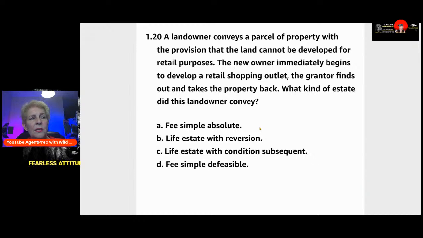Fee simple absolute is for the owner who actually owns it and has the whole bundle of rights. A life estate is not that, because they're like tenants, for the rest of their life. When you use the word conveys, that is the key word, then it is a fee simple. They have almost everything that fee simple absolute has, with the exception of using it however they want.